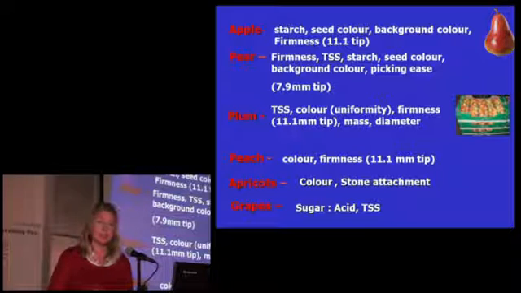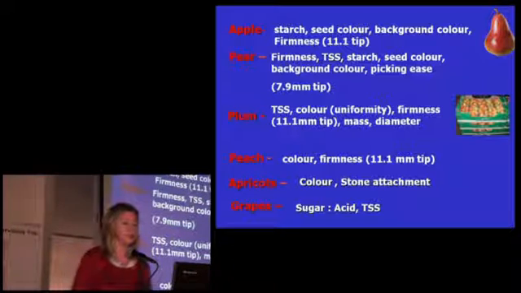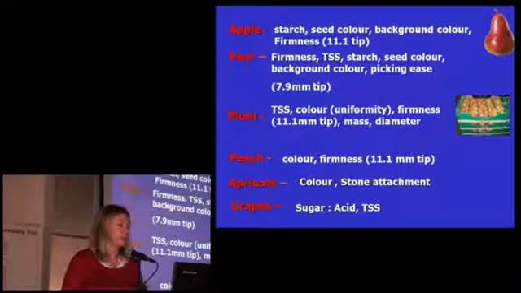So if one looks at the maturity indices that one would typically use in pome fruit, I added grapes there, although they're not really part of the pome fruit. For apples, starch, seed color, background color, firmness. For pear, again, firmness, TSS, starch, seed color, background color, and pecking ease. And the seeds are less important there depending on the cultivar. For apples, starch is incredibly important and firmness is incredibly important. Plum, TSS, color, the uniformity is very, very important. Firmness and mass and diameter. For peach, color and firmness. For apricots, the color and the stone attachment. And for grapes, the sugar and acid ratio is very important because there's no other way of measuring that.